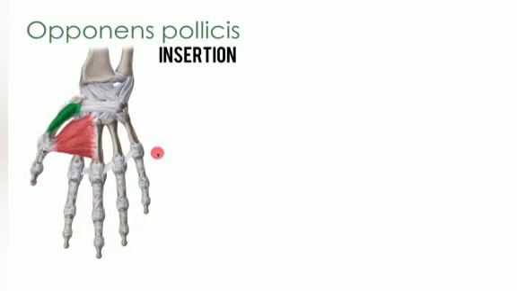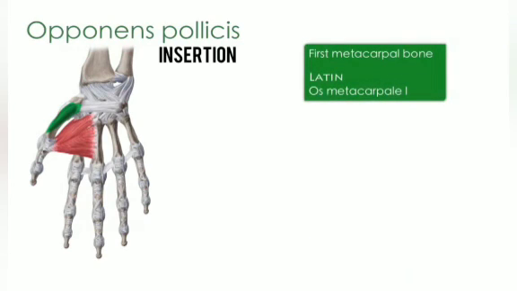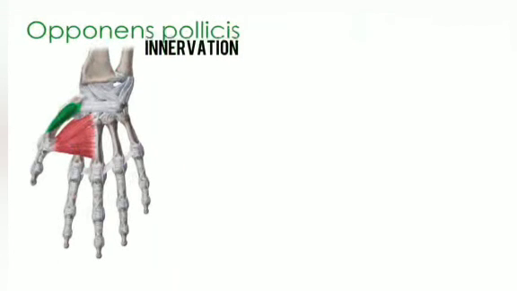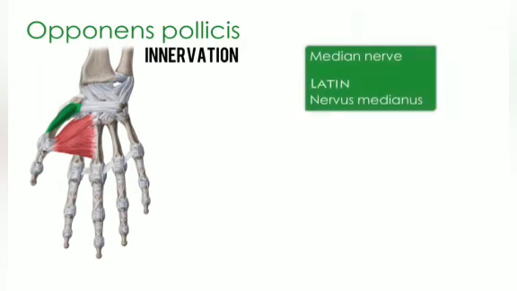Now moving on to the insertion points of this muscle, you can see that it is inserting into one metacarpal. And this metacarpal is, of course, the metacarpal of the thumb, or the first metacarpal. But in a very specific way, we can say that it's located on the radial side of the first metacarpal bone. Moving on to the innervation of the opponens pollicis, the innervation of this muscle is going to be provided by the median nerve.